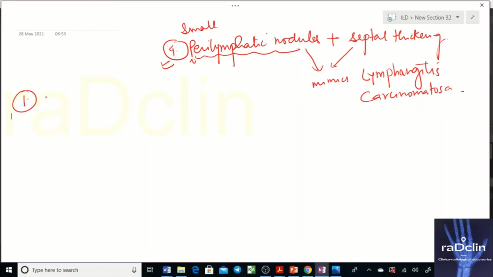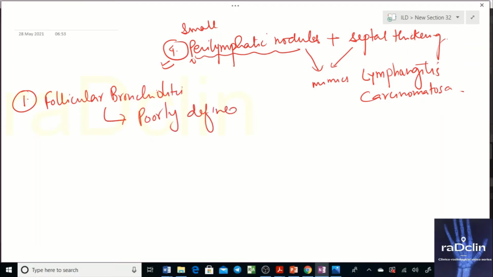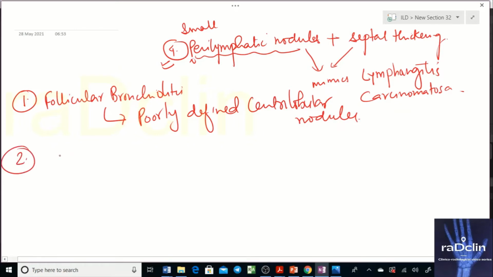First pattern was due to follicular bronchiolitis. What radiological pattern will we see? Due to this, you will see poorly defined centrilobular nodules. Okay, that was this. The second pattern was due to infiltration of air spaces, so you can have patchy or diffuse areas of either GGOs or consolidation.